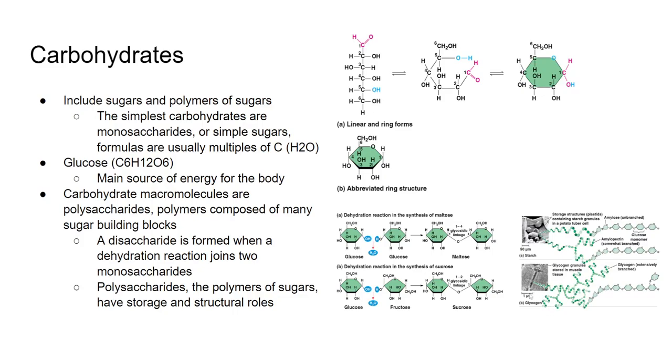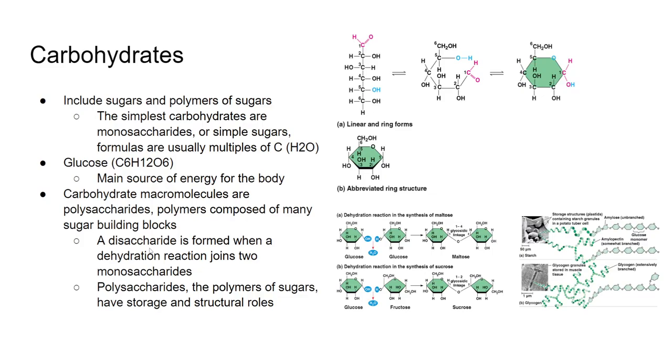Another example of a polysaccharide is starch. Starch is important for storage in structures called plastids in plant cells. So it's a very important component for plants.